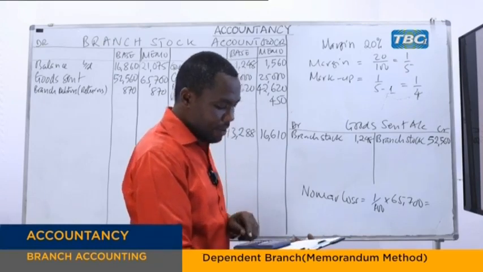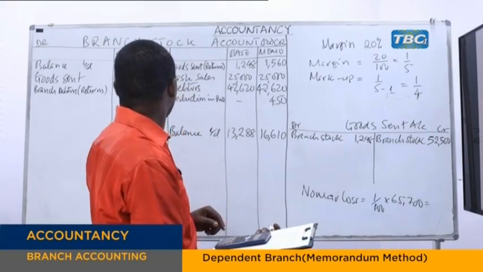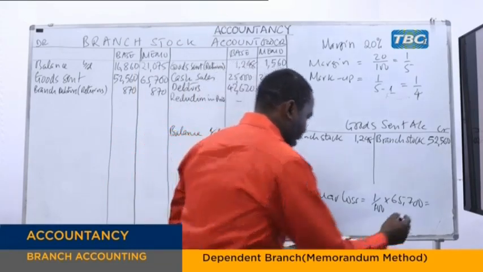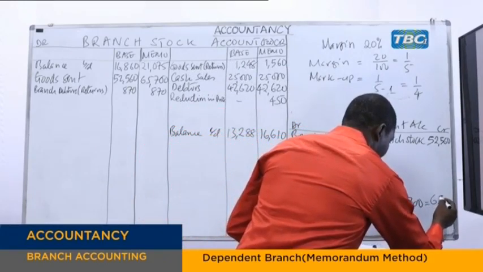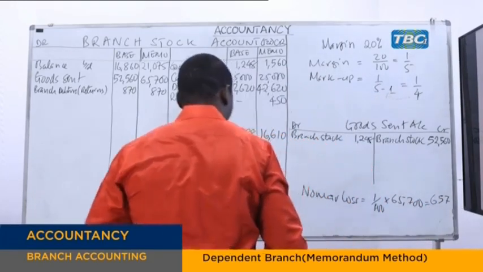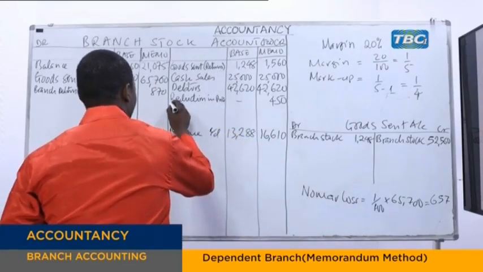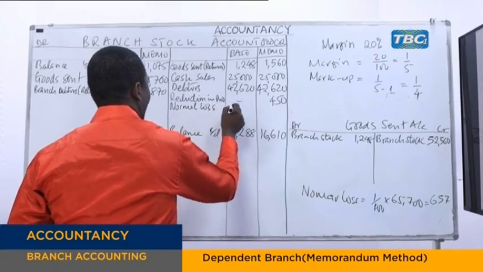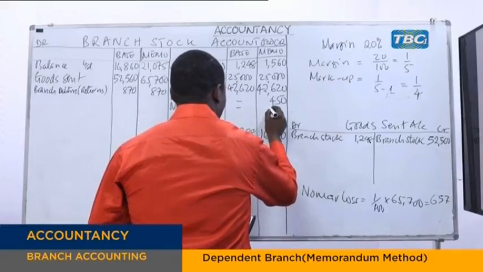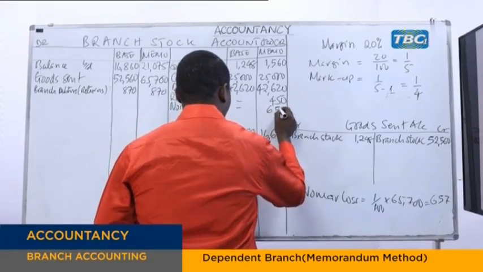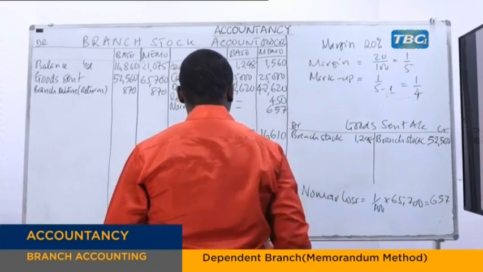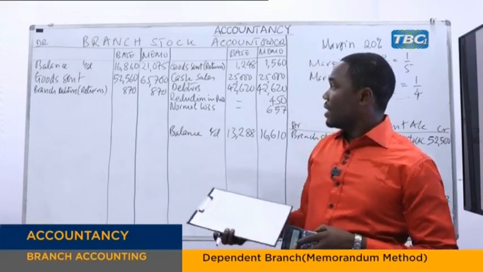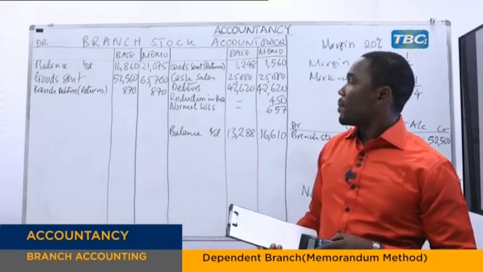1/100 times 65,700. Yes. That was 657. So we need to put it here. That is normal loss. It should be recorded at the selling price, the whole amount. Well, so we are done with the entries that are required to be shown in the branch stock account.